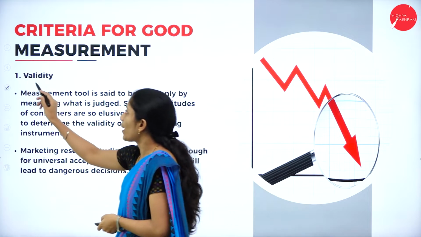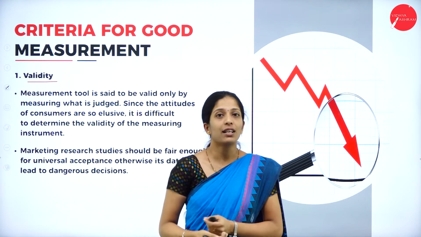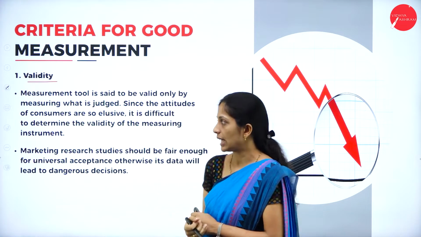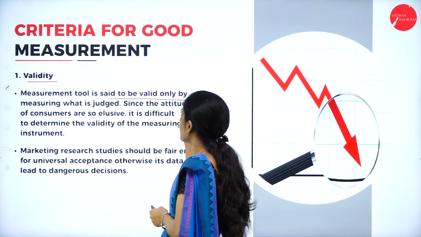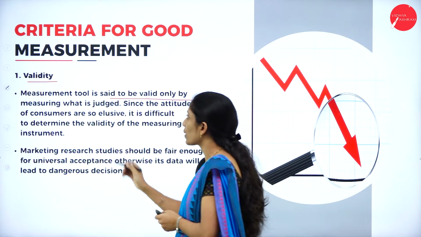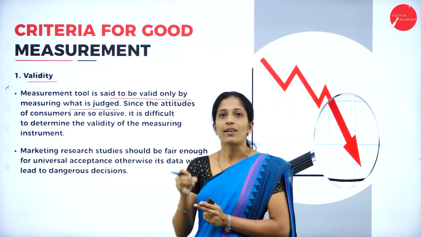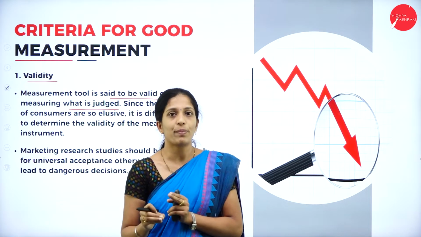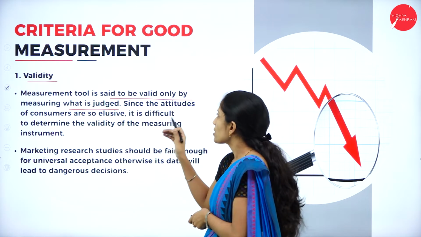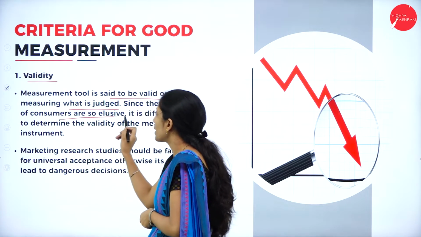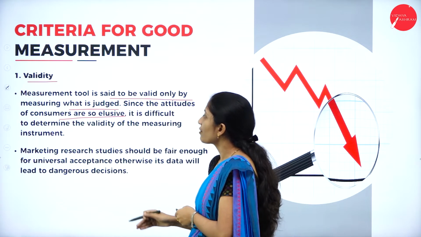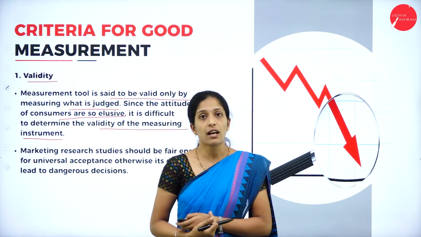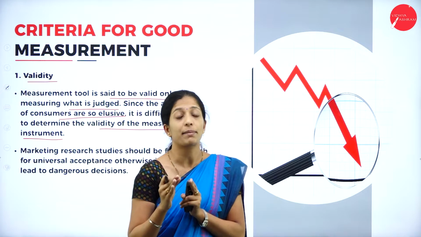The first one is validity. Whatever information is going to be measured should be valid in nature. A measurement tool is said to be valid only by measuring what is judged. The information collected from the respondents is measured in order to make it simple. Since the attitudes of the consumer are so elusive, it is difficult to determine the validity of a measuring instrument. But in terms of science, we can use a correct measurement tool.